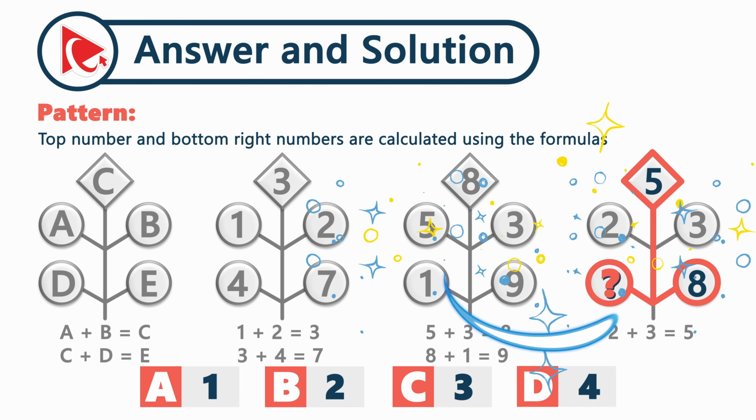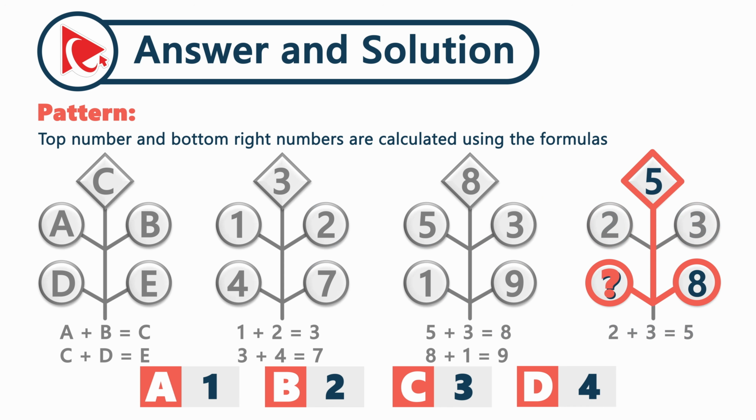And now is the magic time to calculate the missing number. Based on the formula, 5 plus question mark equals 8. Let's reverse the formula to calculate the missing number. Question mark equals 8 minus 5 and equals 3. So the correct answer here is choice C, 3.